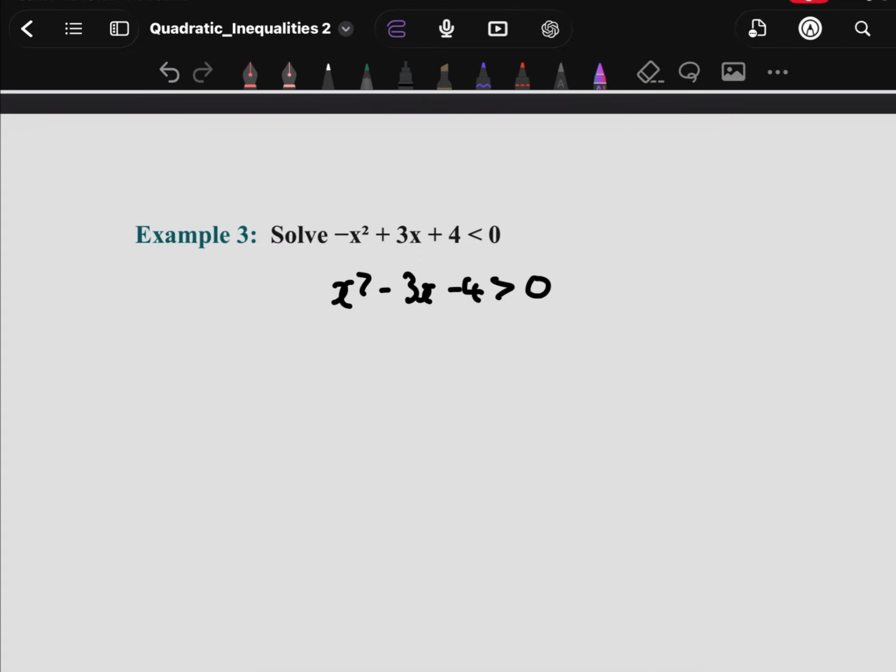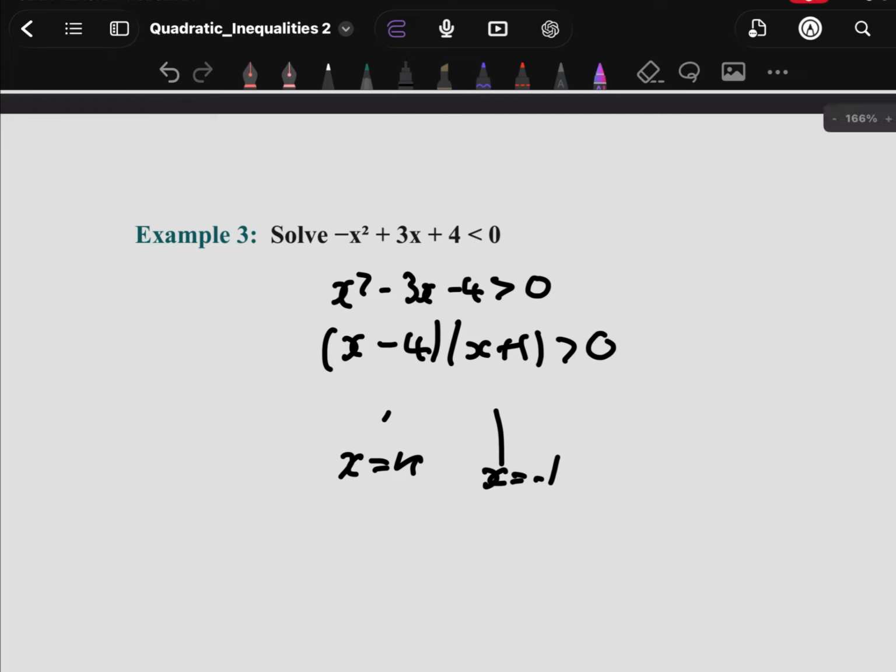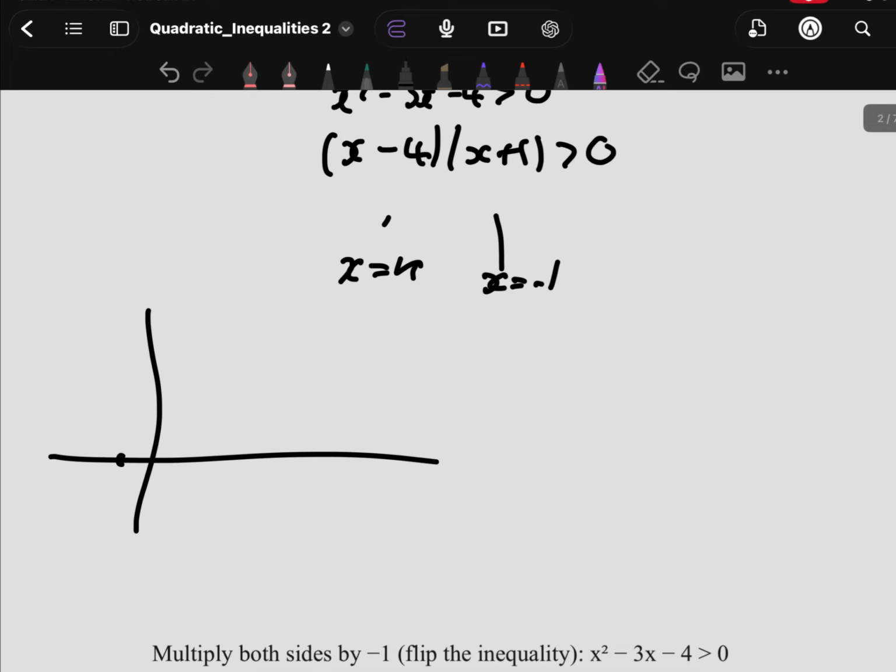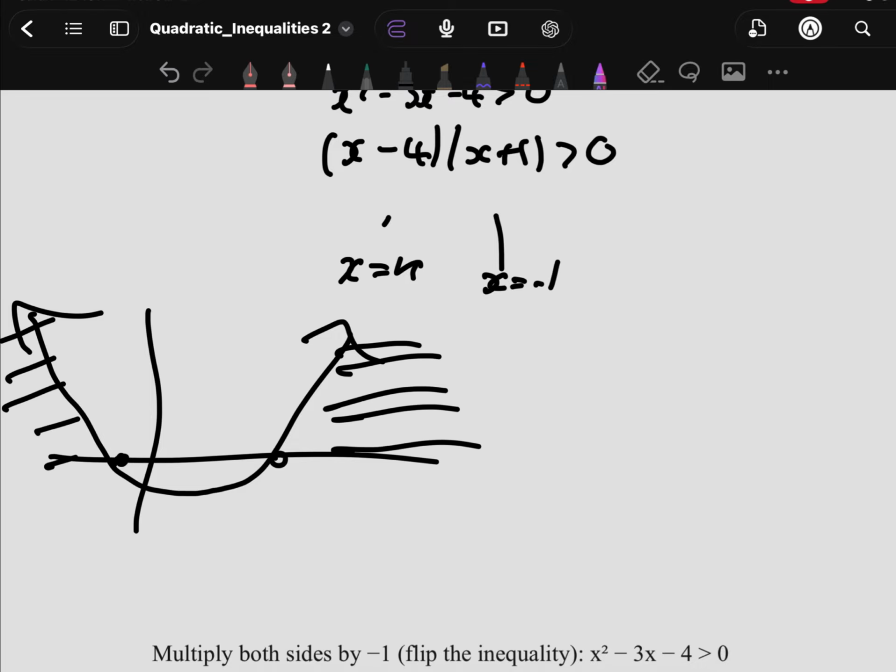From here, we can do a quick factoring, and I believe that it is x minus 4 and I think this is x plus 1, greater than 0. x equals 4, x equals negative 1. Those are critical points, and therefore we can put a negative 1 there, or 4 there, draw our diagram, make it greater than 0, which is these ones. So where is that? That's x is less than negative 1.